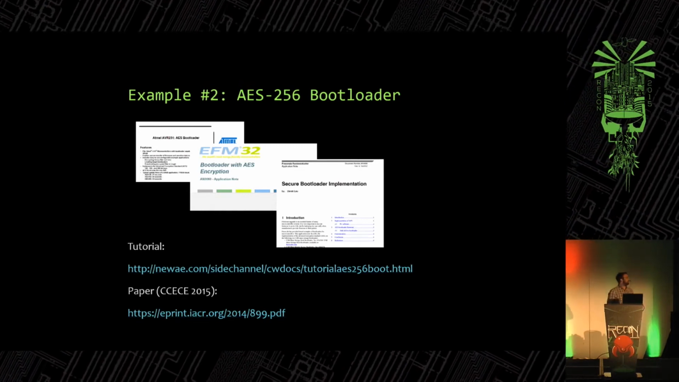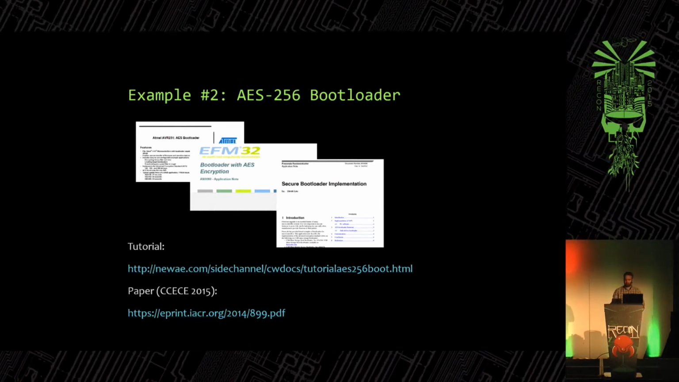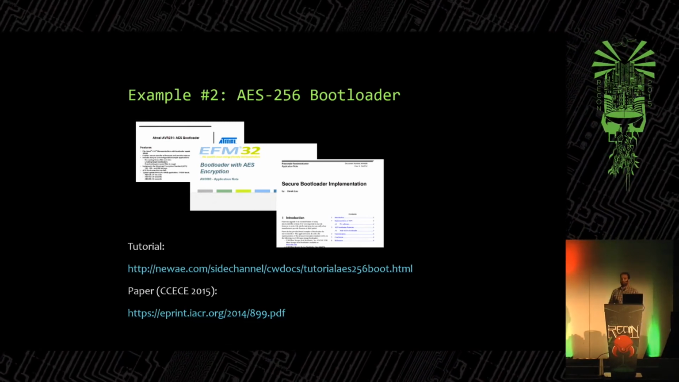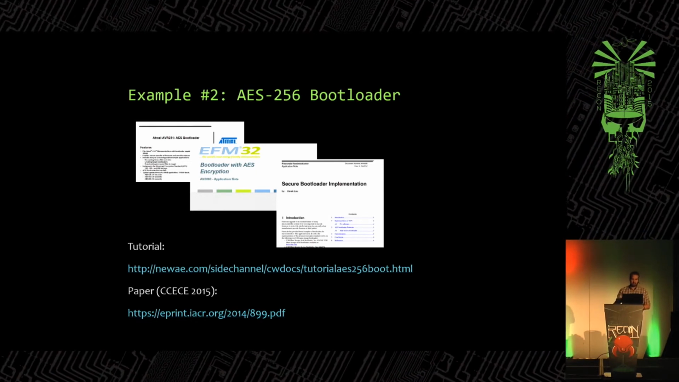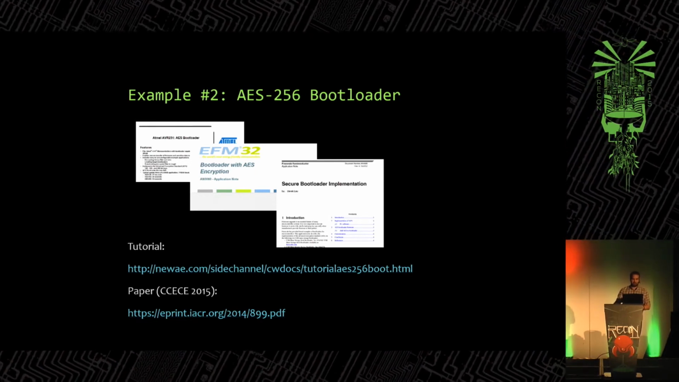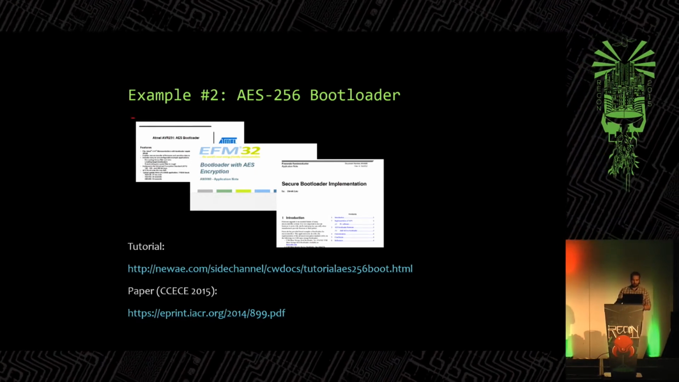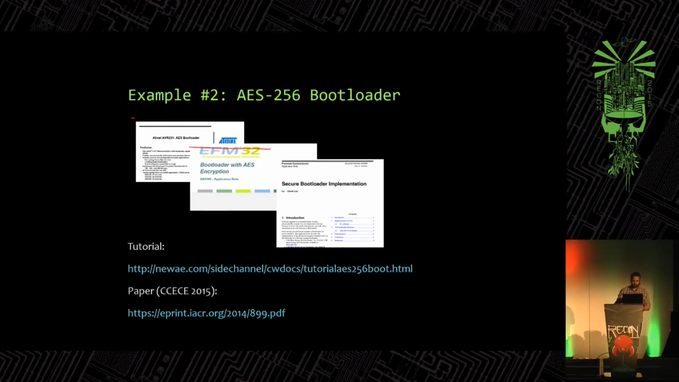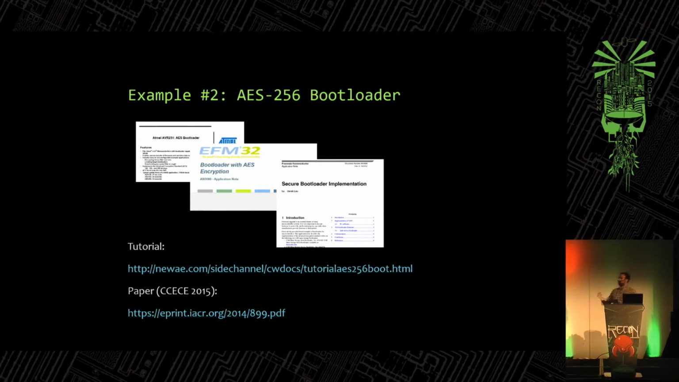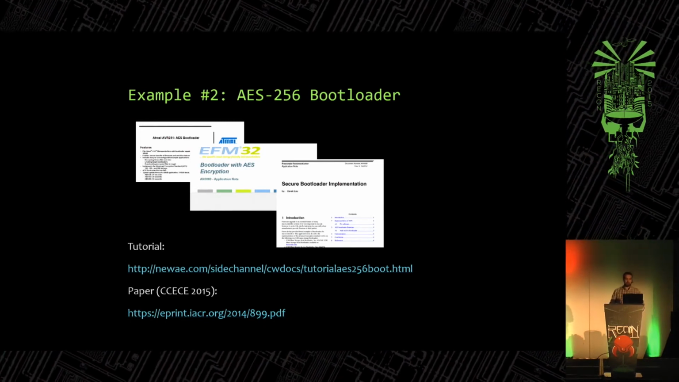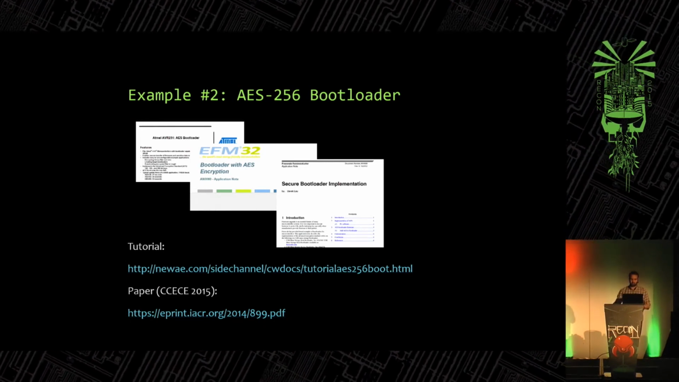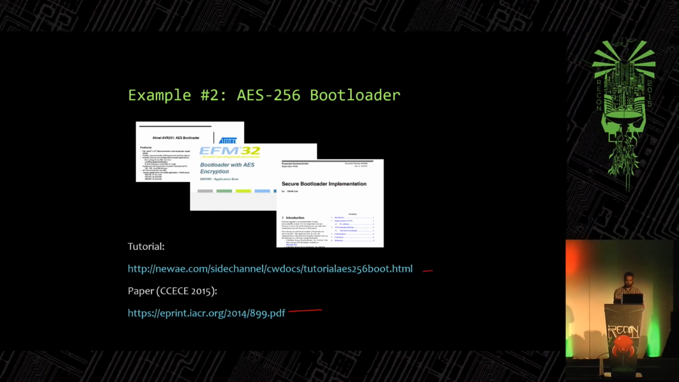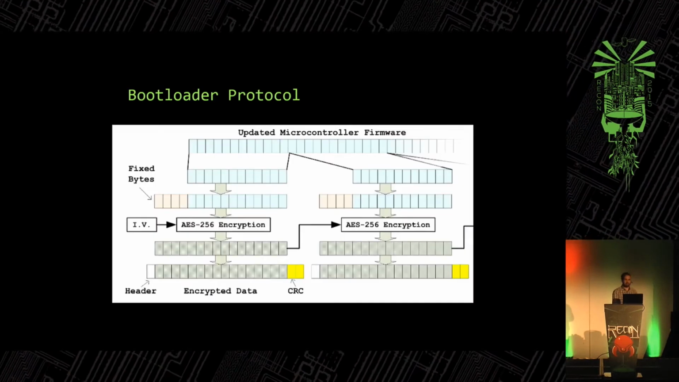Example 2 is an AES 256 bootloader, and I sort of pulled this because if you look at app notes from a lot of silicon vendors, they'll say, well, here's an AES bootloader. So Atmel has one, Freescale, and whatever this one is has one as well. And there are a few other ones, and they're all more or less the same. As a note, if you want more details, there's a tutorial I wrote on this, and a recent paper that was just published on this attack.